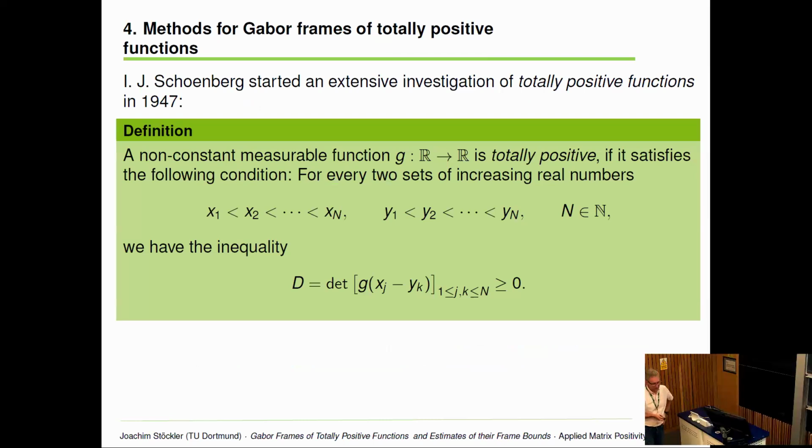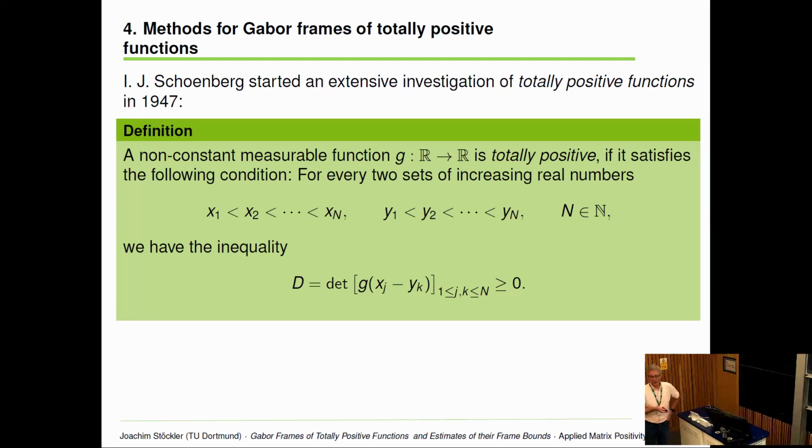Anyway, this was the setting that I wanted to start with in order to get you into the feeling of numerical linear algebra that we're trying to continue dealing with when going to other situations. Now, methods for Gabor frames of totally positive functions. And I want to let the parameters alpha and beta be more general than in the previous two sections.